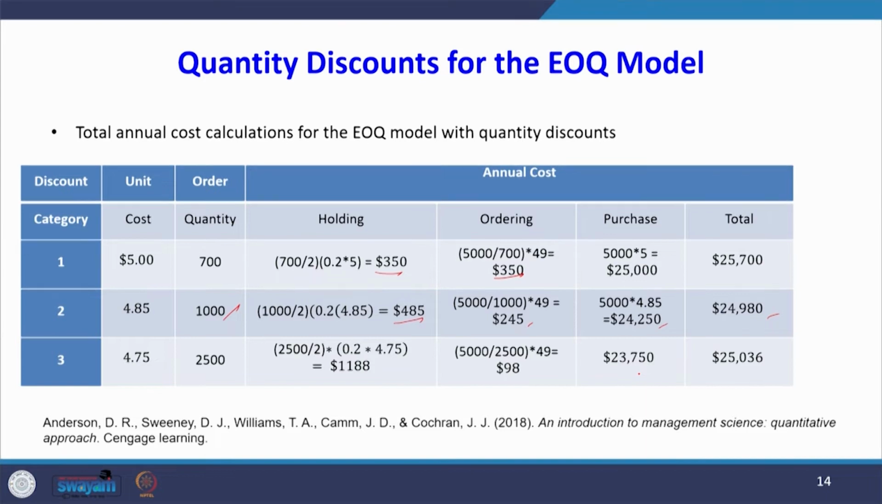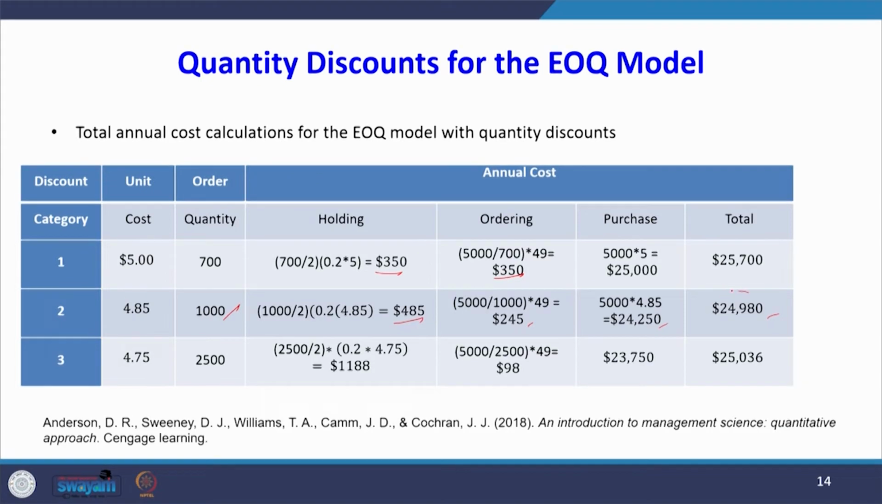Suppose you are buying 2500 units, the buying cost is 4.75. So, the average inventory 2500 divided by 2 multiplied by holding cost, it is 1188. Ordering cost, number of orders multiplied by 49, so $98. Purchasing price, what is the purchasing price? 5000 multiplied by 4.75, that will give you 23,750. So, the total cost is $25,036.